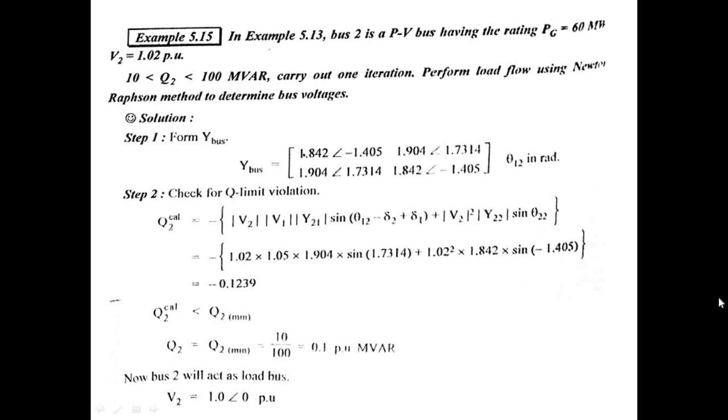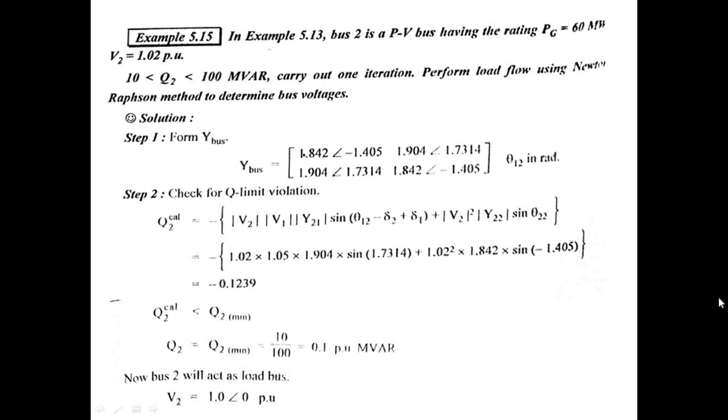Then V2 is equal to 1.02, 10 less than or equal to Q2 less than or equal to 100 megavolt-ampere reactive. Carry out one iteration. Perform the load flow using the Newton-Raphson method to determine the bus voltage. Step 1: from Y bus equal to 1.842 angle minus 1.405, 1.904 angle 1.7314, then 1.904 angle 1.7314, 1.842 angle minus 1.405. Then check the Q limit violation.